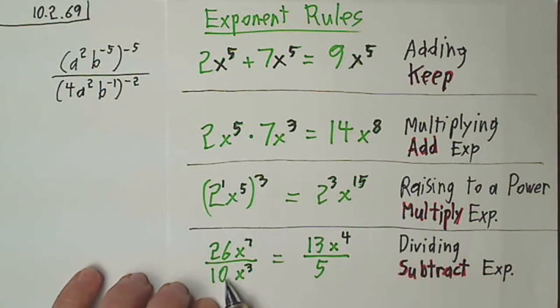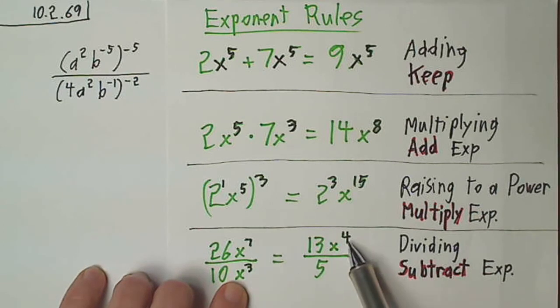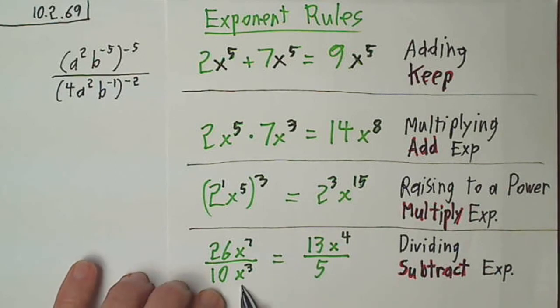And then finally, when you're given a division problem, a fraction, the coefficients you reduce the same way you always have. 2 goes into 10 5 times. 2 goes into 26 13 times. But as far as these exponents, you subtract the exponents. Okay? So 7 subtract 3 gives you a 4. So this would be the simplified version of this expression. Okay? Again, you might want to pause this and write it if it's not real clear in your mind.